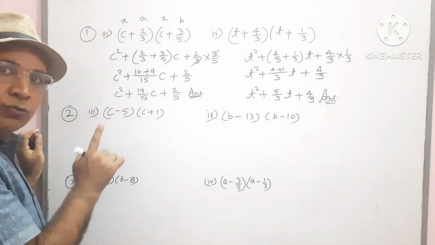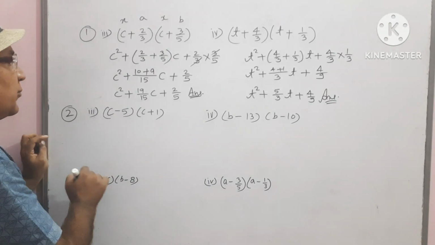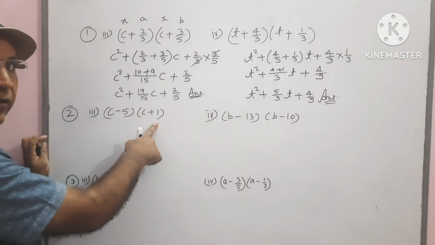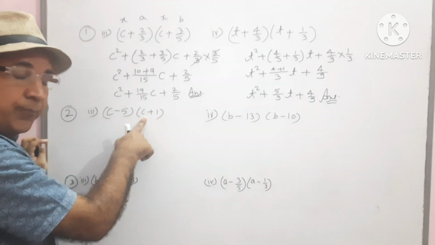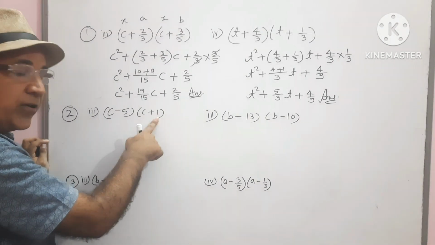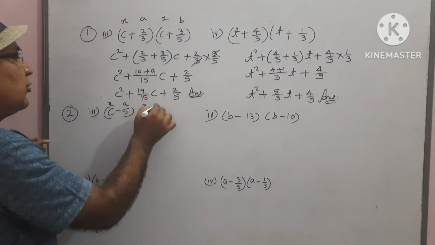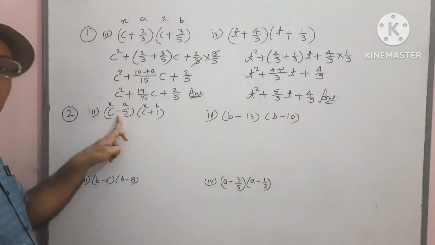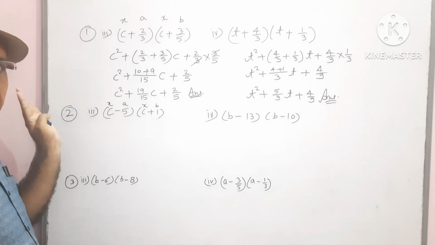In the question number 2, first and second part I am leaving for you. See the third and fourth part. Here C minus 5 into C plus 1. See once again, first term is same and second term is different. So again it is looking like x plus A into x plus B. At the place of A we will use minus 5. Okay, only this is the trick here.